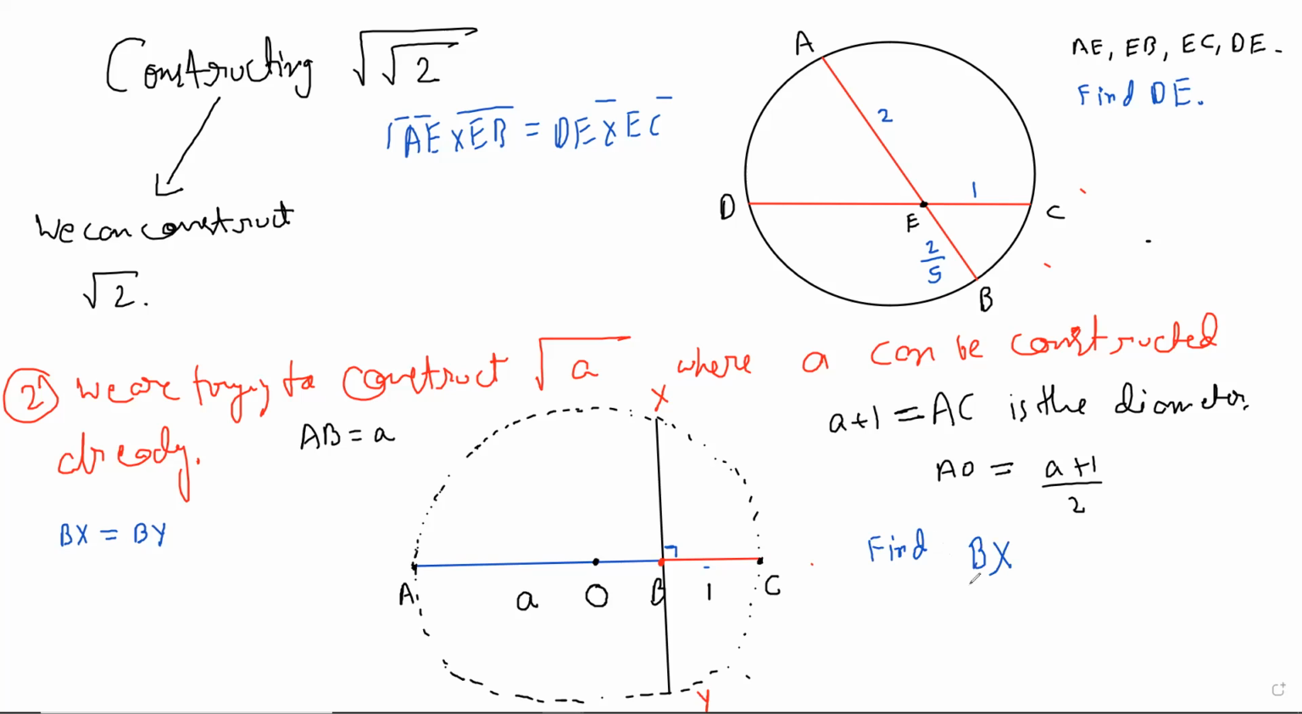So Bx is a part of Bxy. Xy is our chord and AC is our chord, and they are meeting at the point B. And you have the lengths with you. Think about this.